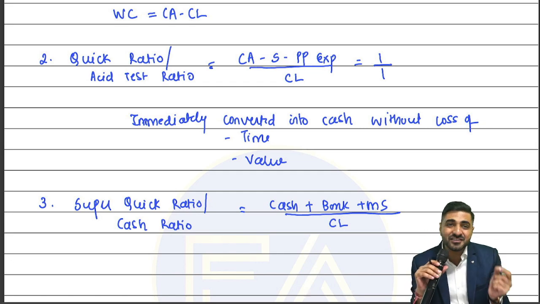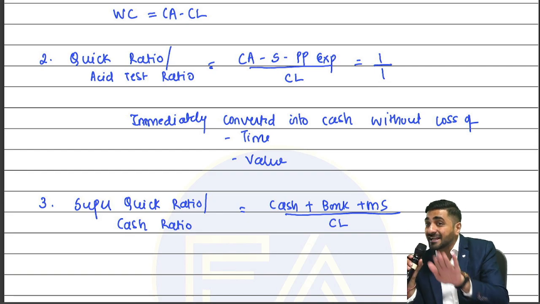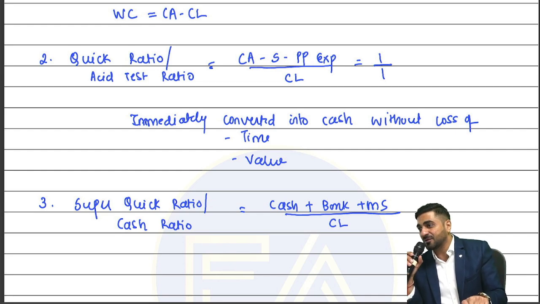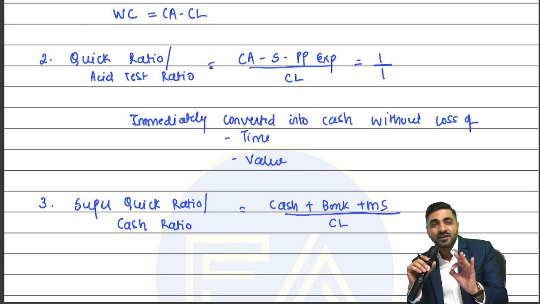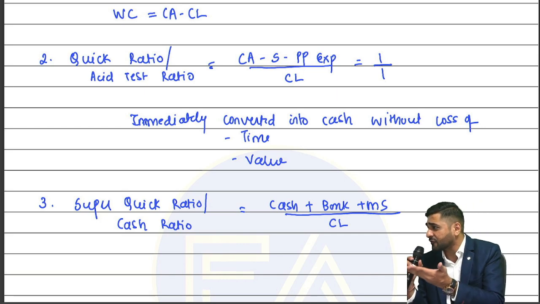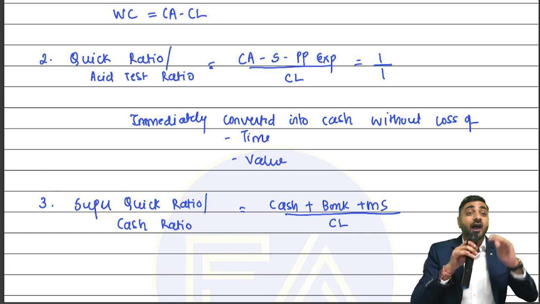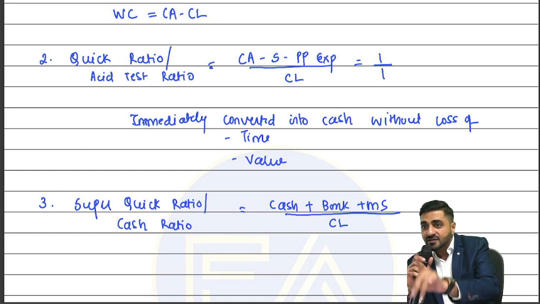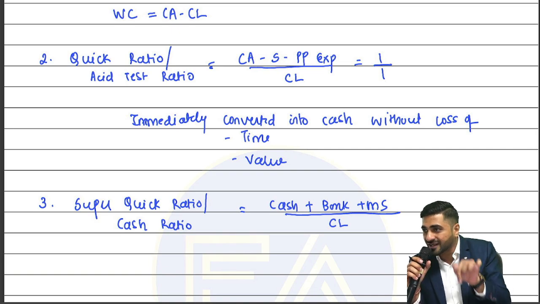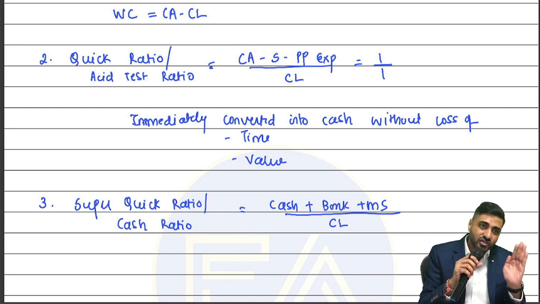So what does this ratio tell you? For every 1 rupee of current liability, how much liquidity is right now available with you? So that is called your cash ratio. In your cash ratio, there is no need for any conversions. It is your liquidity which is available with you. And as a CFO, you all should know this, right? For 1 rupee of current liability, how much cash is readily available and how much needs to be converted into cash. So that's why we have the third type of ratio, the super quick ratio, also known as the cash ratio, which tells you for 1 rupee of current liability how much cash is readily available.